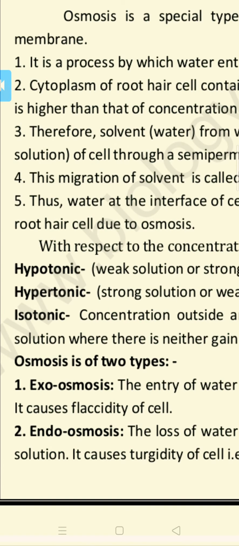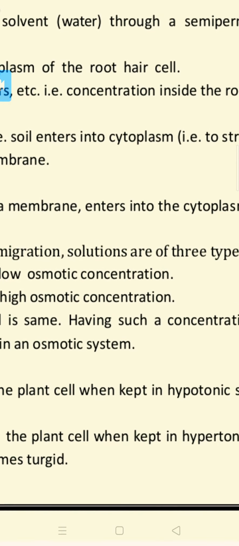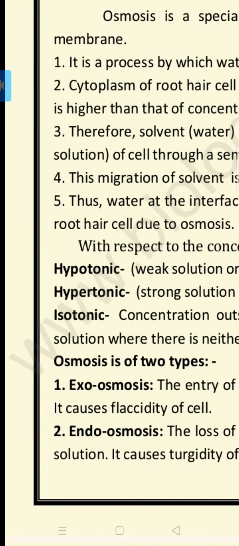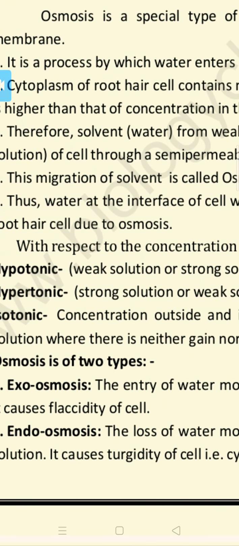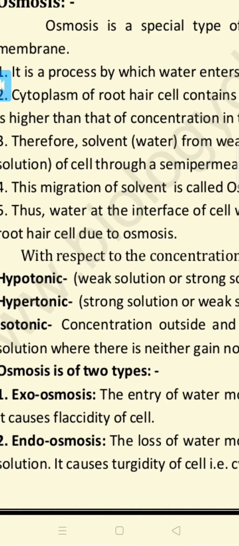And in endosmosis, there is loss of water molecules out of the plant cells when kept in a hypertonic solution. It causes the cytoplasm to become flaccid. See, flaccidity and turgidity are two opposite words, so remember the difference between them.